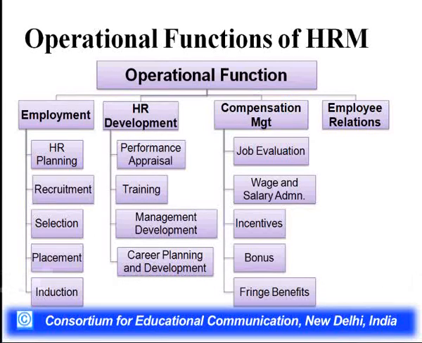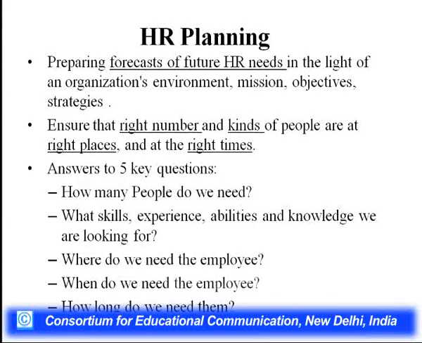The third is the compensation management, which talks about the job evaluation through which the wages and salary administration can be taken care of, and which also looks after the different incentives which can be decided for a particular employee or set of employees, and the other benefits, say the bonus or the fringe benefits, which are not basically nominal but other conditional benefits that can be given. And the last one is the employee relations. Now we can have the individual functions discussion in detail.